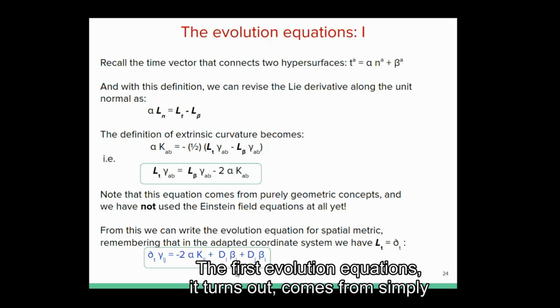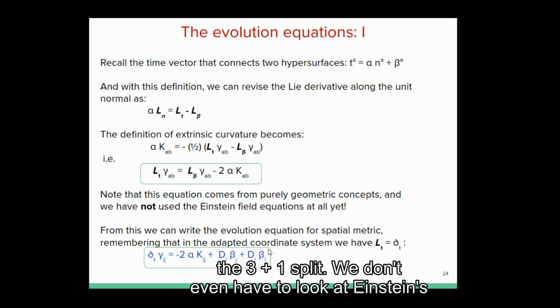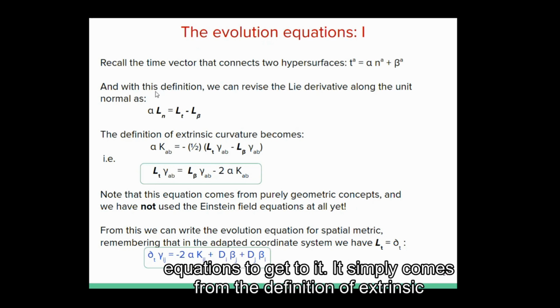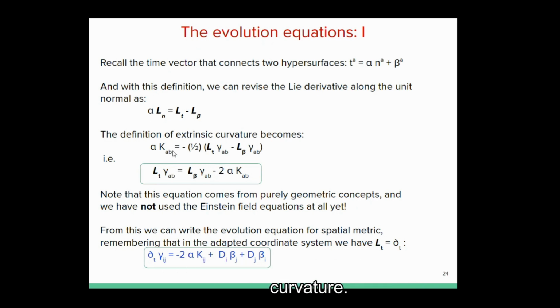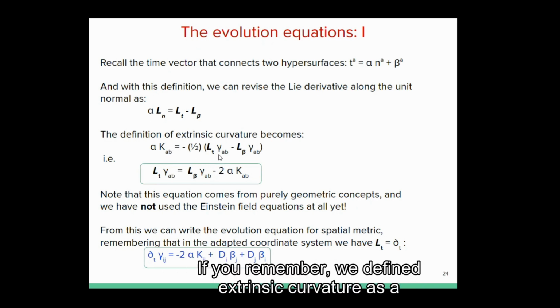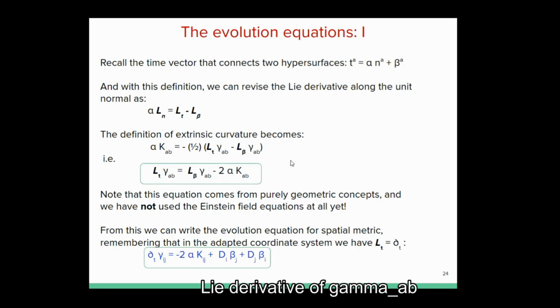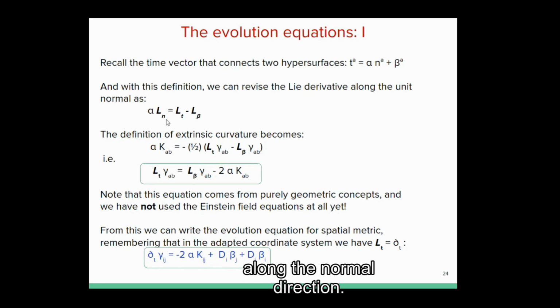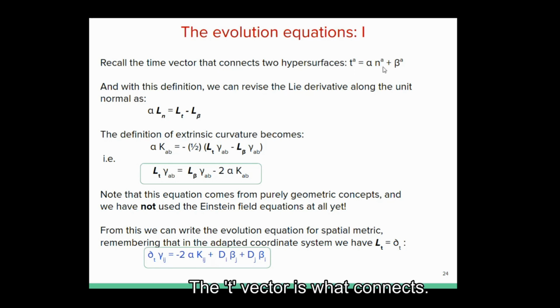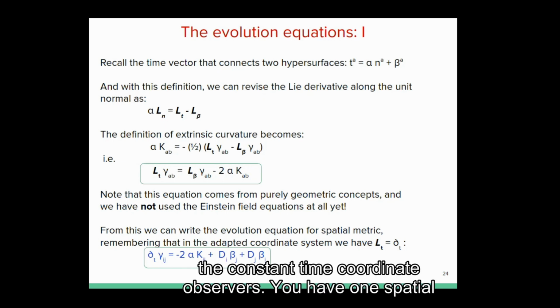The first evolution equation, it turns out, comes simply from the 3 plus 1 split. We don't even have to look at Einstein's equations to get it. It simply comes from the definition of extrinsic curvature. If you remember, we defined extrinsic curvature as the derivative of gamma along the normal direction. Now, if you remember this vector, it is what connects the constant time coordinate observer.